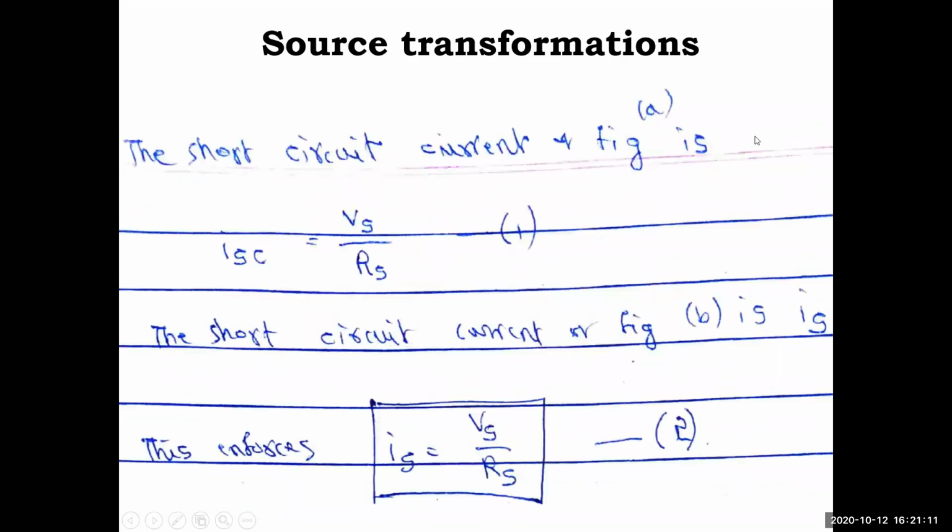So the short circuit current of figure A, I denote it as ISC here, which is equal to Vs by Rs. So applying Ohm's law, or you apply Kirchhoff's voltage law and then write it for ISC, it will be Vs by Rs. So I denote it as equation 1.